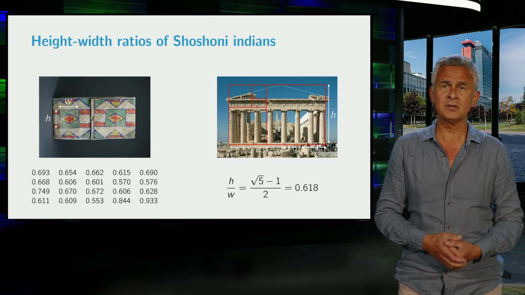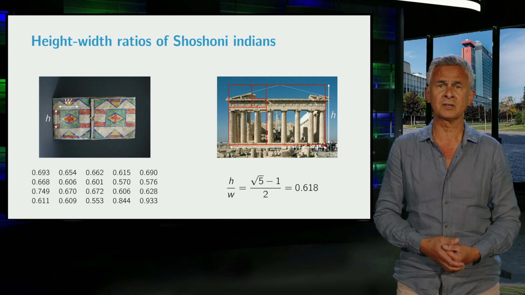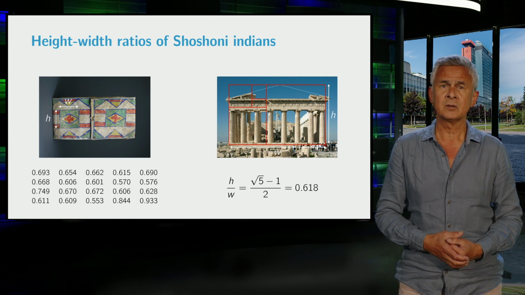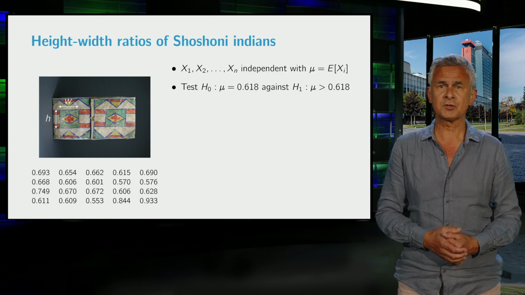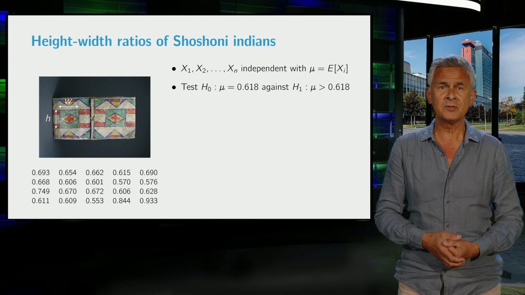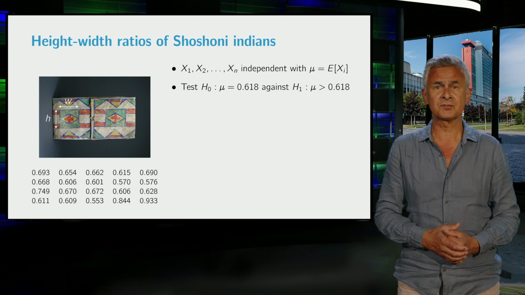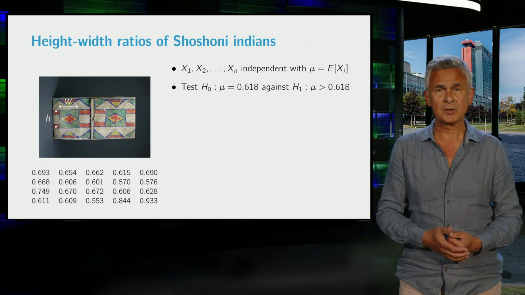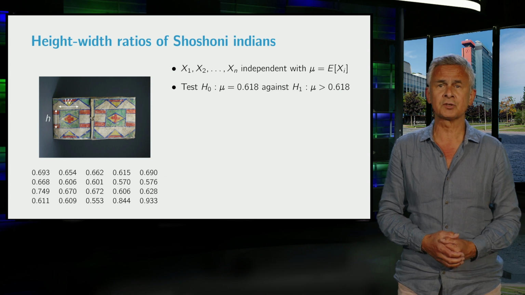Let us return to video 4 of week 3, where we compared the height-width ratios in the works of art of Shoshone Indians with the golden ratio 0.618, which is the typical ratio used by the ancient Greeks. The observed ratios are modeled as realizations of independent random variables X1 up to Xn with mean mu. The parameter mu then represents the expected height-width ratio in Shoshone rectangles. We want to test the null hypothesis that mu is equal to the golden ratio against the alternative that it is greater.